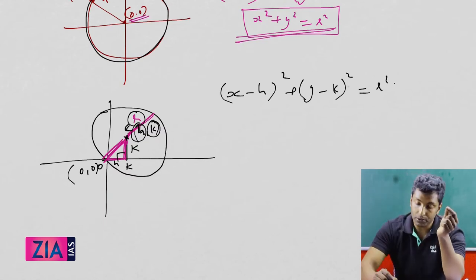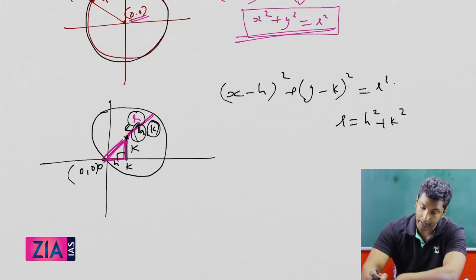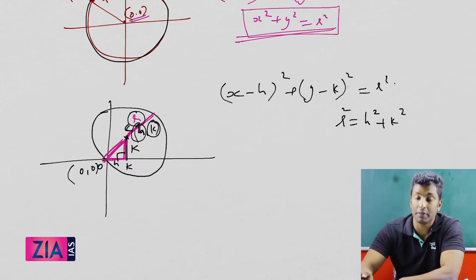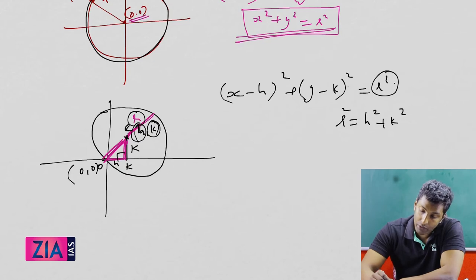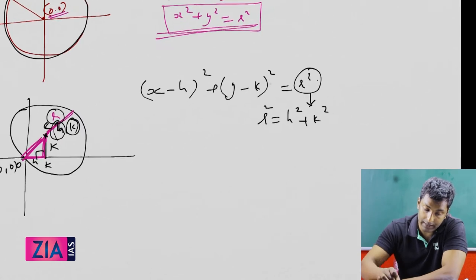So r is equal to, clearly you can write r equal to root of h square plus k square. When you take squaring on both sides, r square equals h square plus k square. So this r square, you can replace it with h square plus k square. Let's see how you're going to get this answer now.